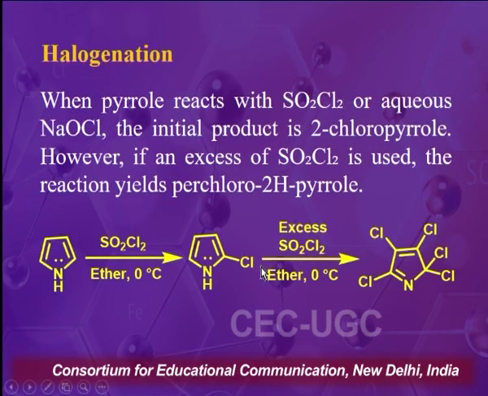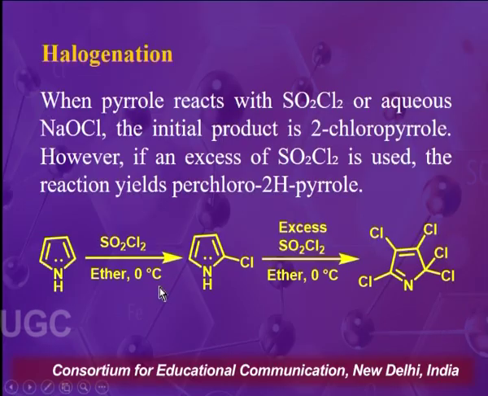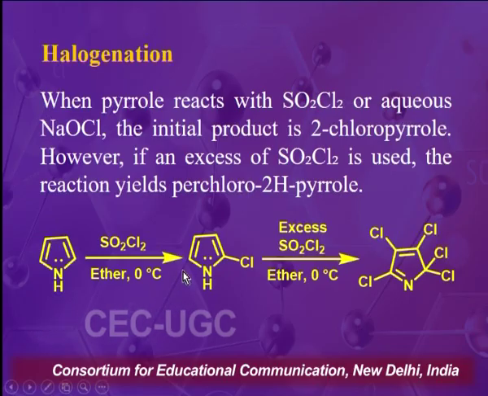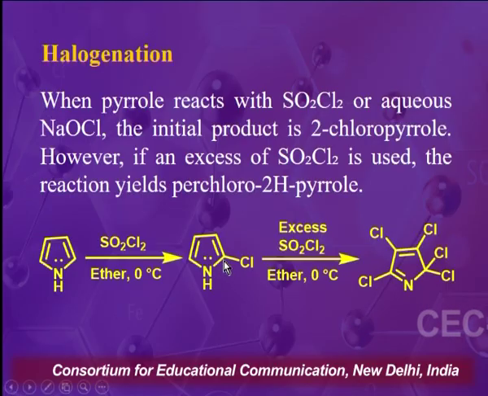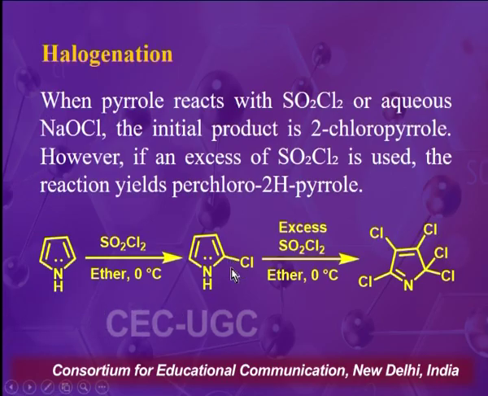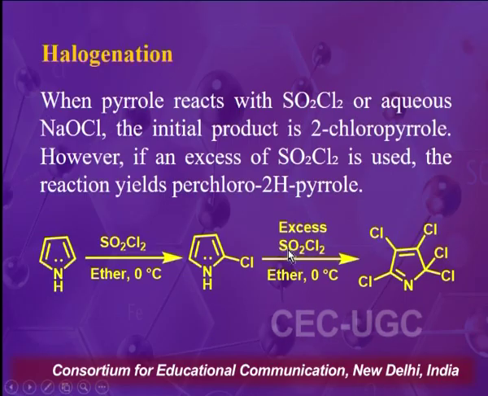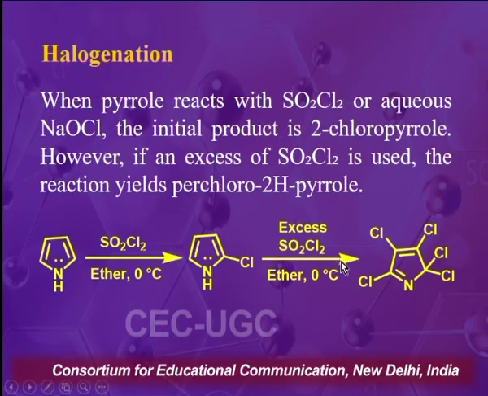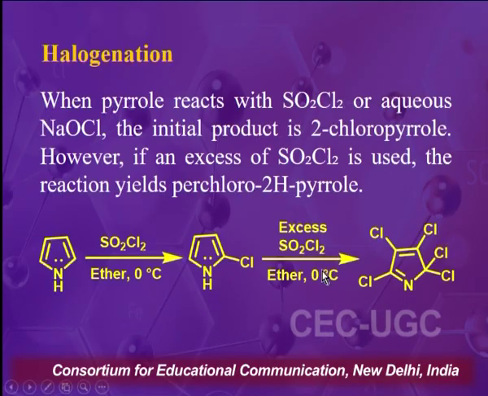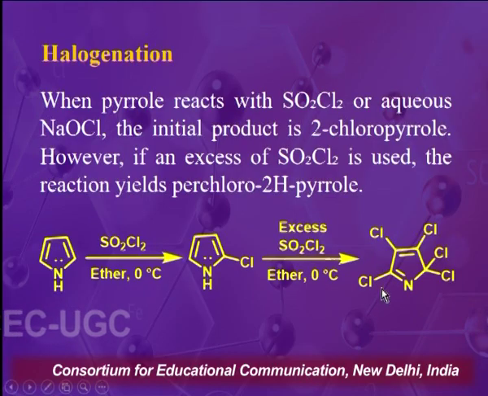However, when we do chlorination in the presence of thionyl chloride, taking ether as the solvent at 0 degrees Celsius, then also we get 2-chloropyrrole as the product. But if we do the reaction in an excess amount of thionyl chloride with the same solvent system, then chlorination takes place at every position of pyrrole and we get perchloro-2H-pyrrole as the product.